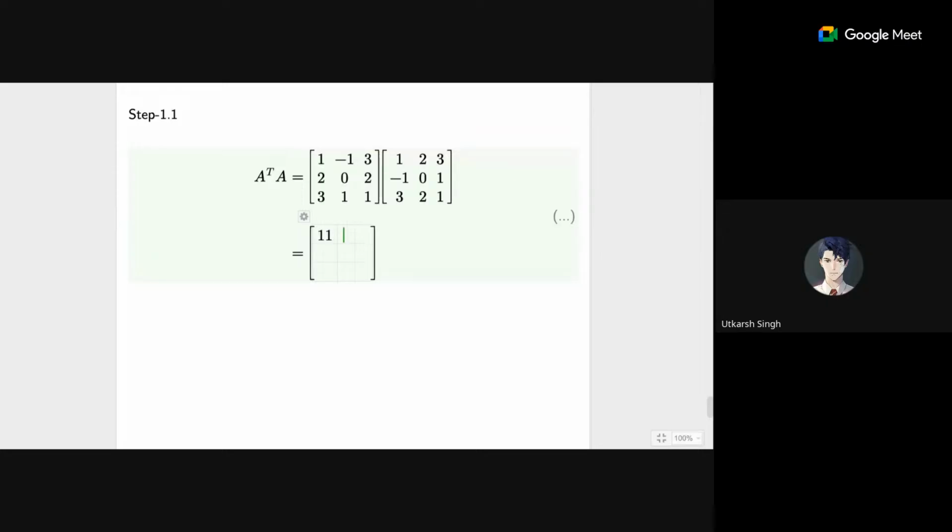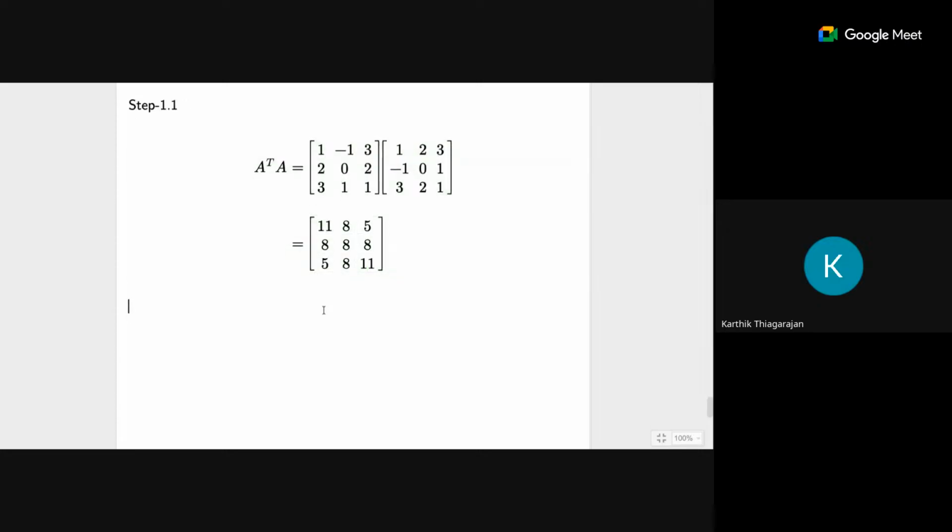The first one is 11. 11, sir. Okay. 8. 8, I guess. Okay. 5. Okay. This is also 8. This is 5. This is also 8, is it? Yes, sir. Okay. This is also 8. Okay, what is the last one? 11. Oh my god, yeah, so many 8s and two 11s.